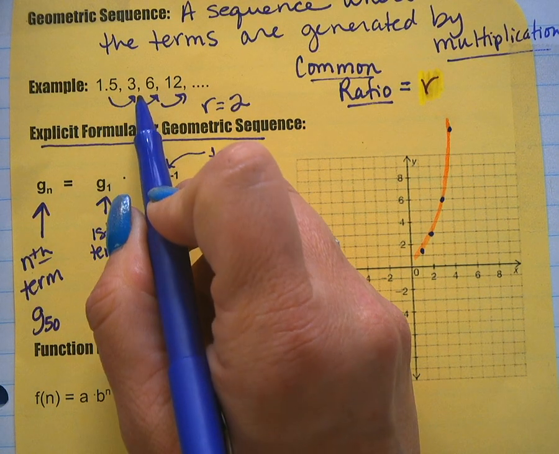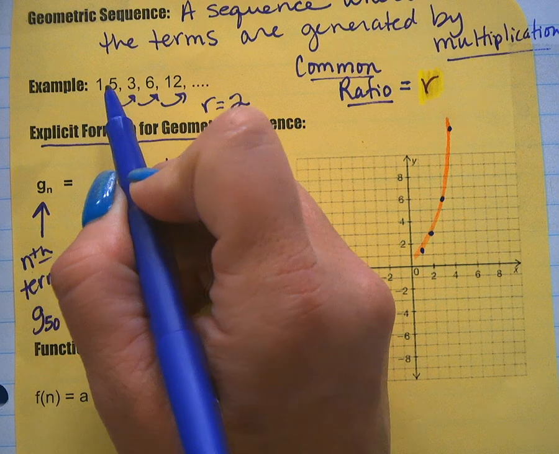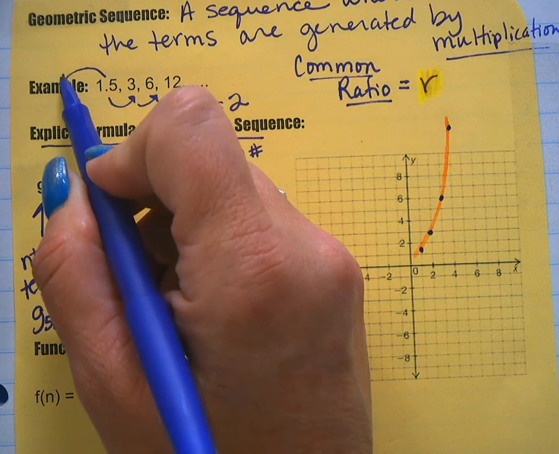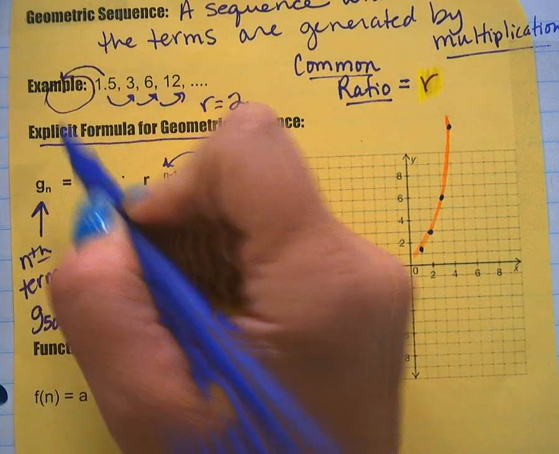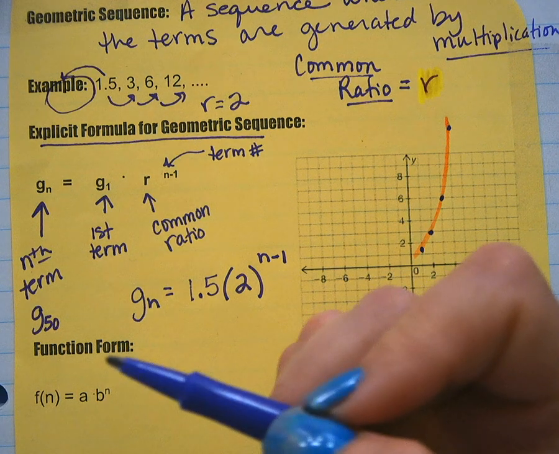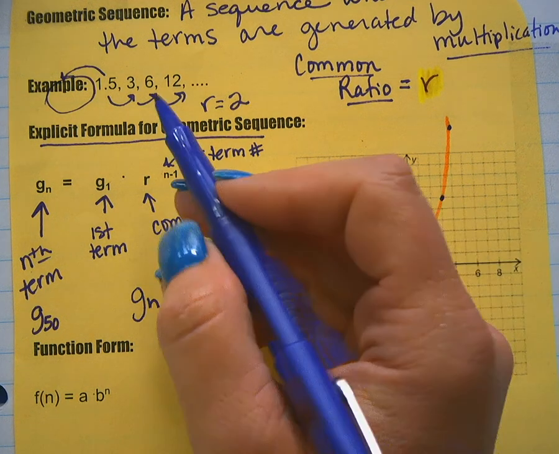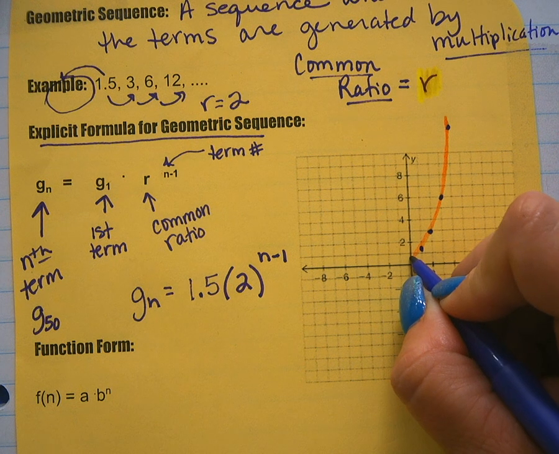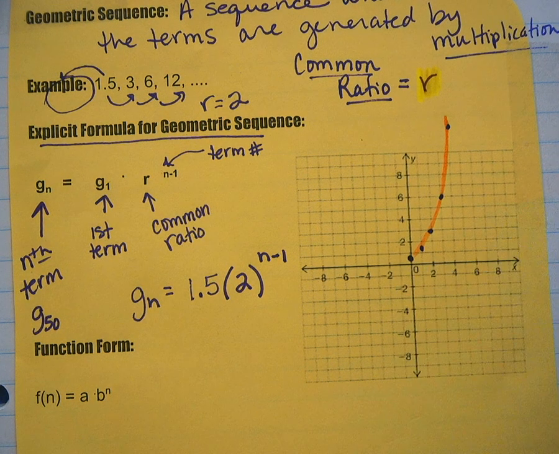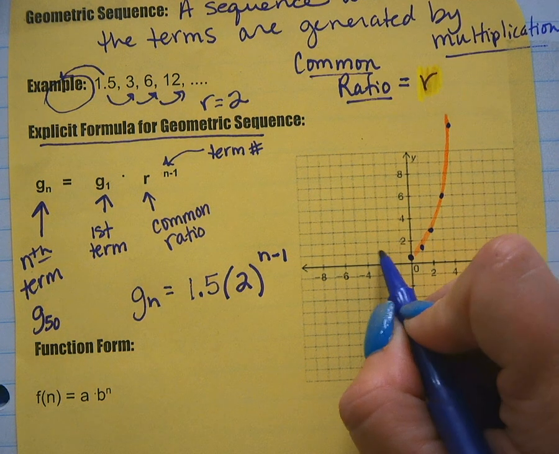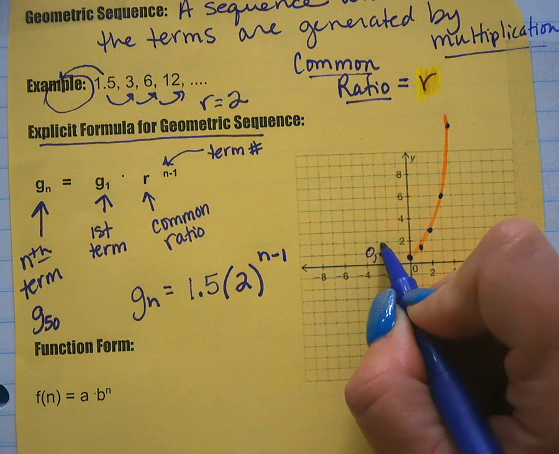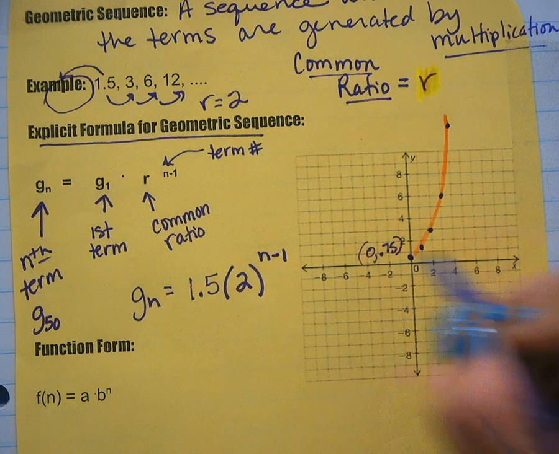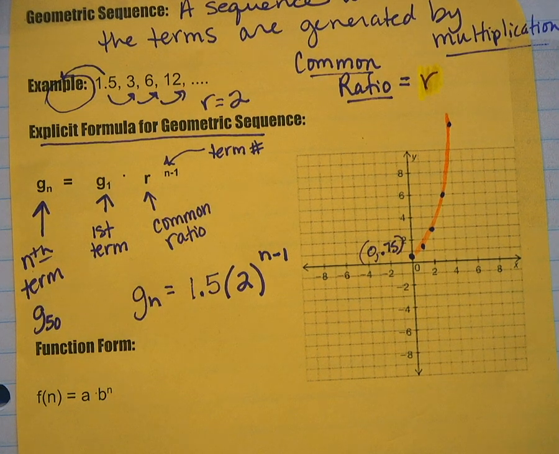If we're doubling to move to the right, if we have to find the 0th term, aren't we moving back one? So we would have to divide by 2. So what is 1.5 divided by 2? 0.75. So we can plot that right here. We can see that we have a y-intercept of (0, 0.75).